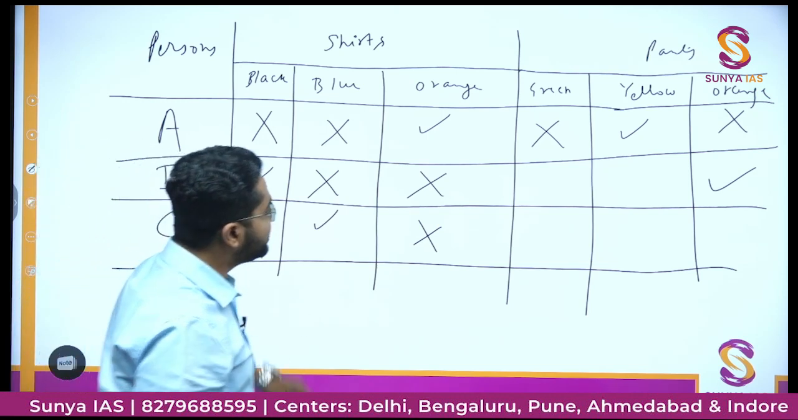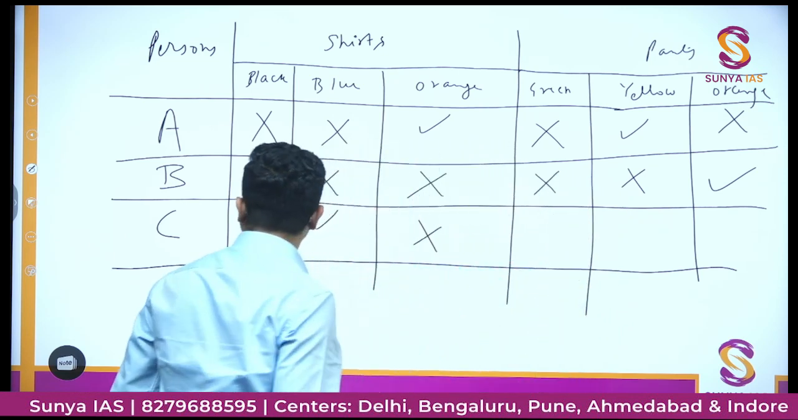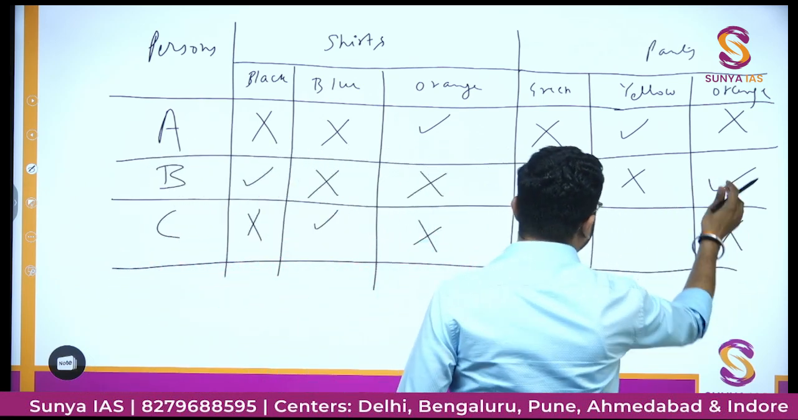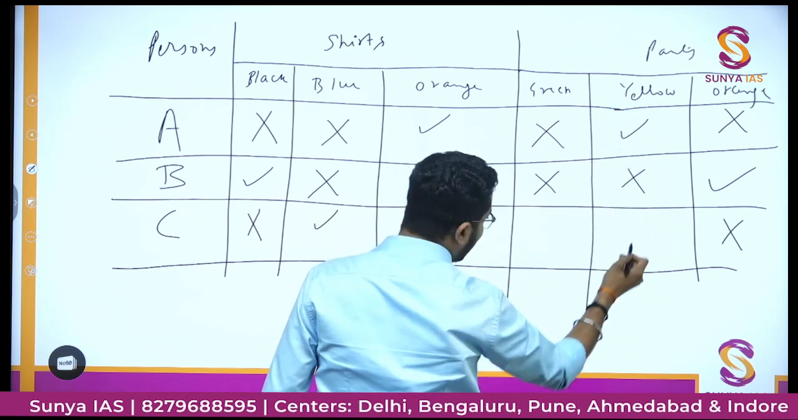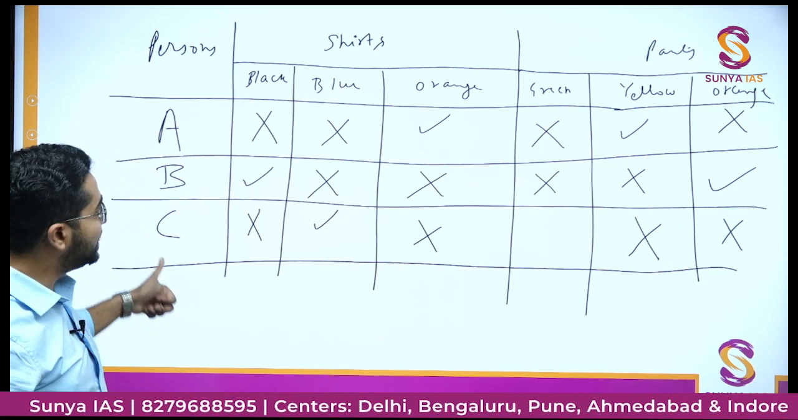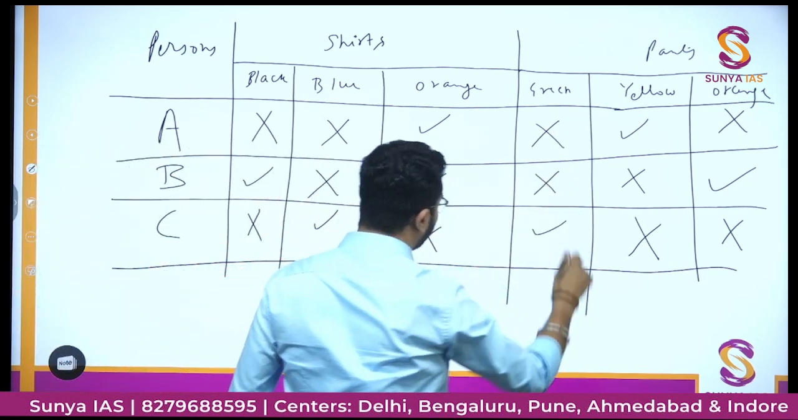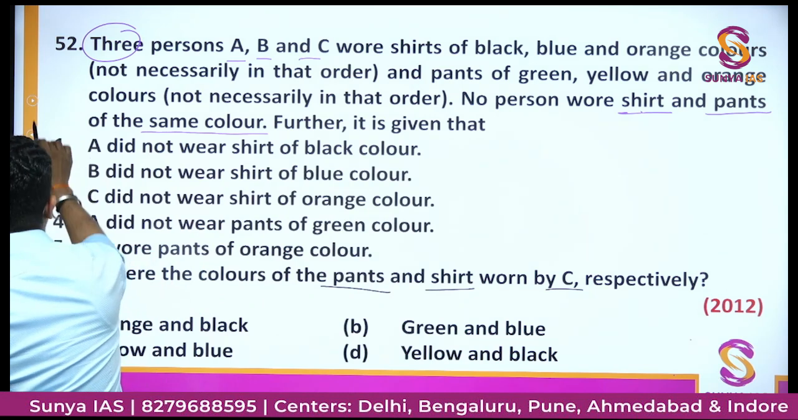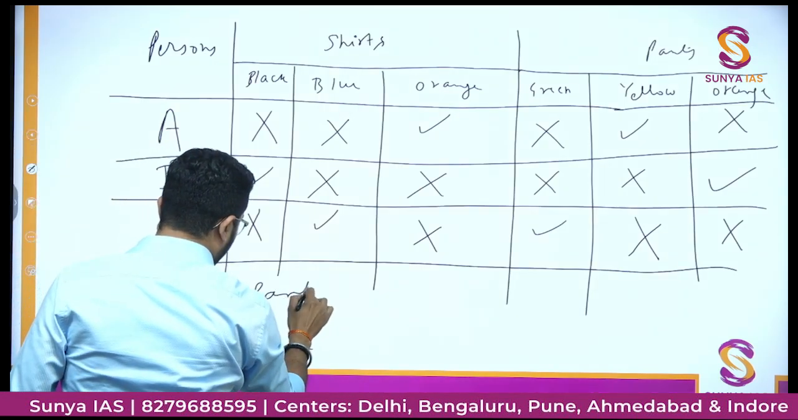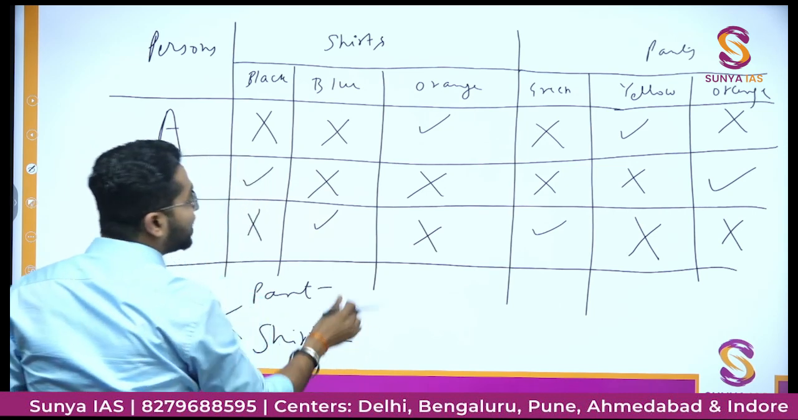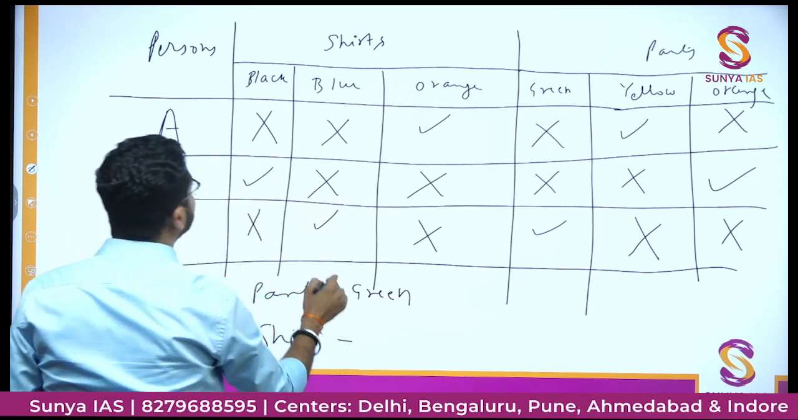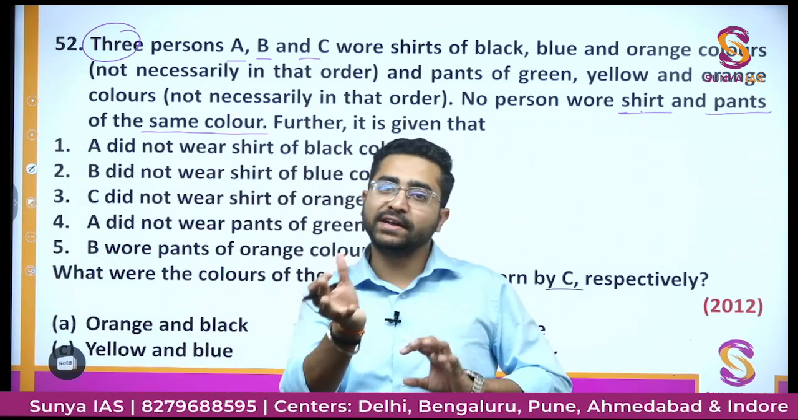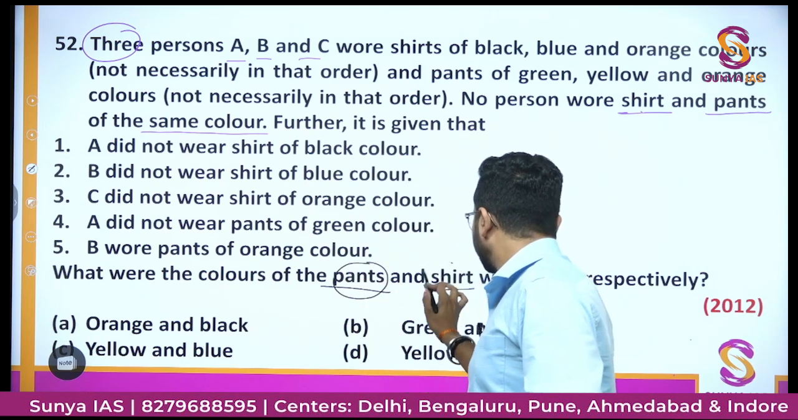Now B is wearing orange, so not green or yellow. C cannot wear orange because it is worn by B, and cannot wear yellow because it is worn by A. So the only option available for C is the green pant. The question asks about the pant and shirt worn by C: the pant color is green and the shirt color is blue. So you also need to see whether the option is given as green and blue or blue and green. It first asks about pant, then shirt.